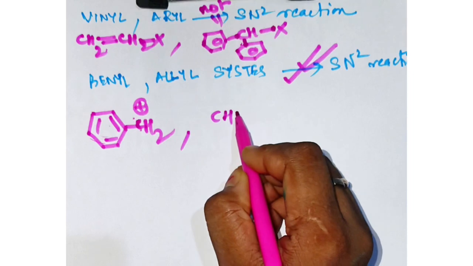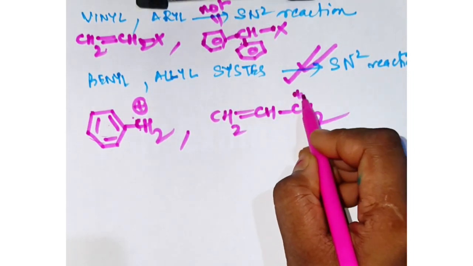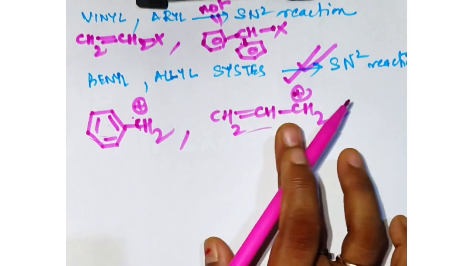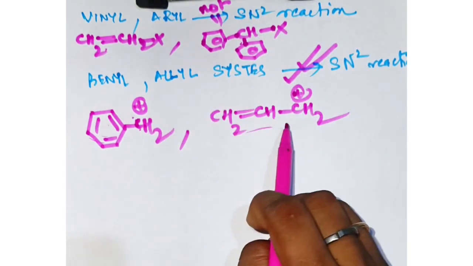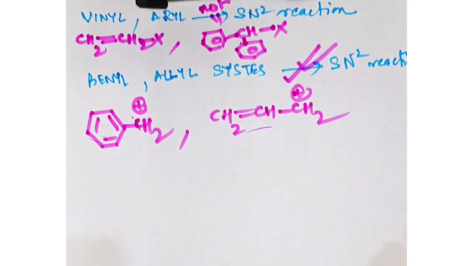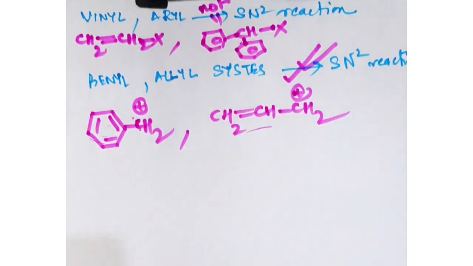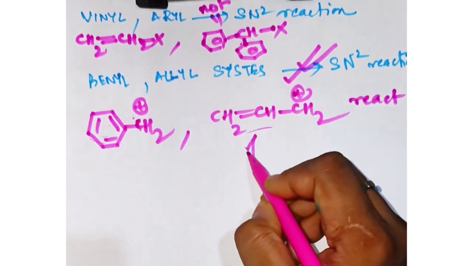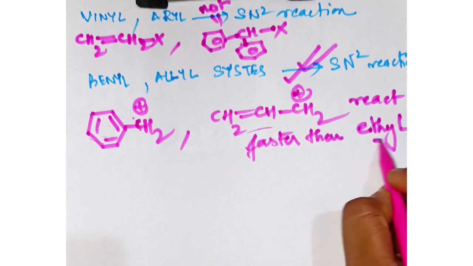Even see this one, CH=CH, then you have CH2+. This is your allyl system. In the allyl system also, you have hardly any bulkier groups. So allyl systems will also go for SN2 easily because a bulkier system is not there. And here also it is stabilized due to resonance and hyperconjugation effect, and they also react faster than your ethyl system, remember.